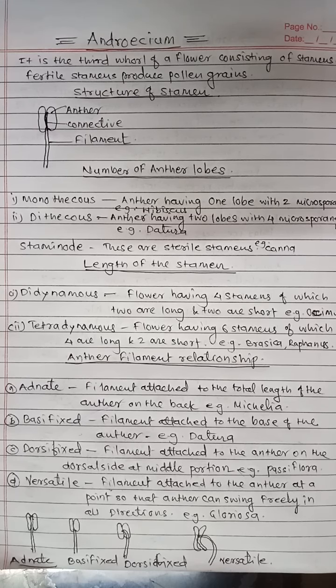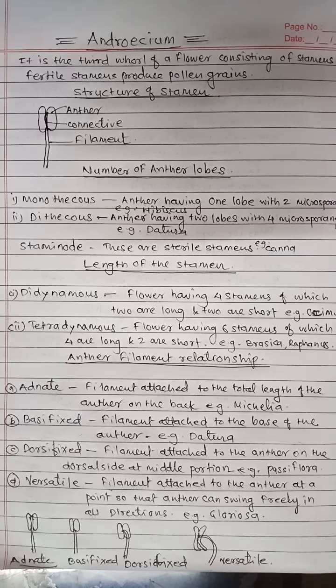The anther encloses microsporangia or pollen sacs, within which microspores or pollen grains are produced. The filament of stamen is connected to the anther by means of connective.